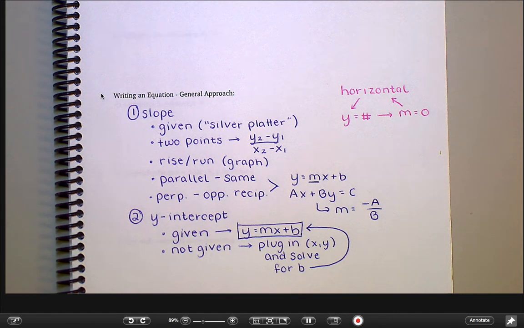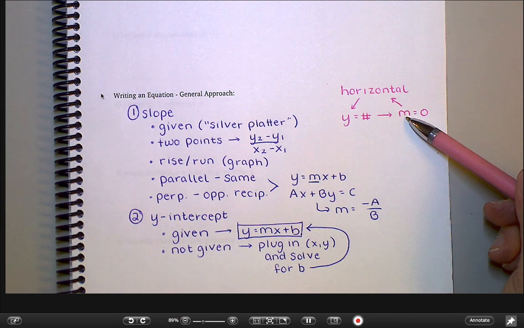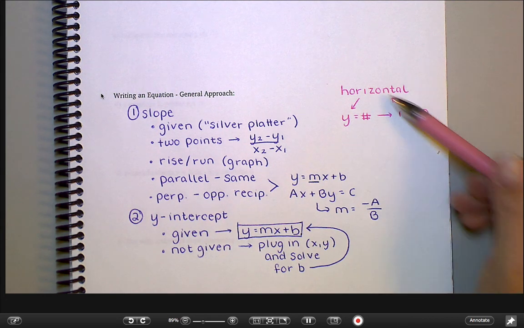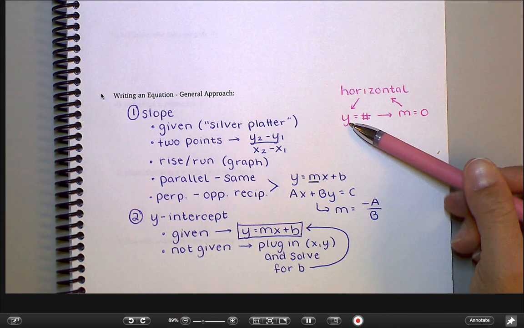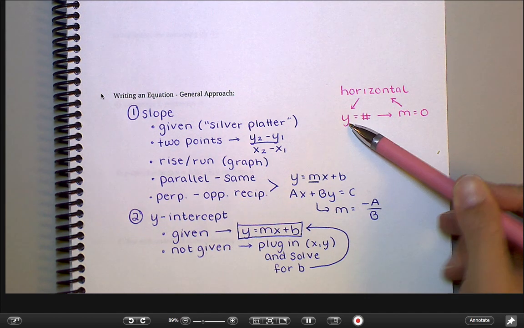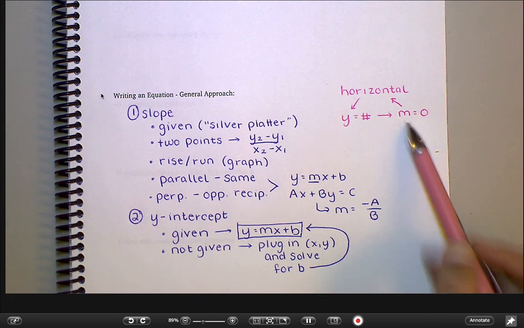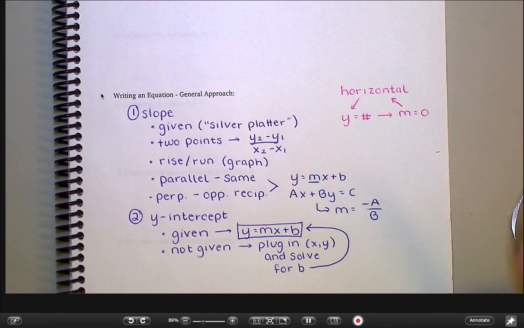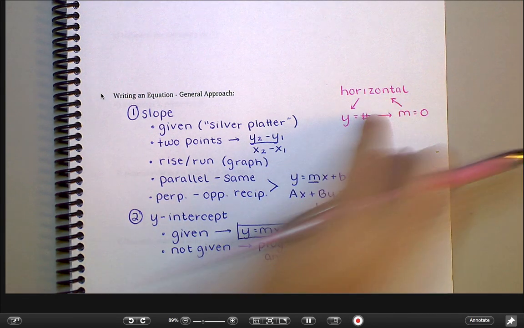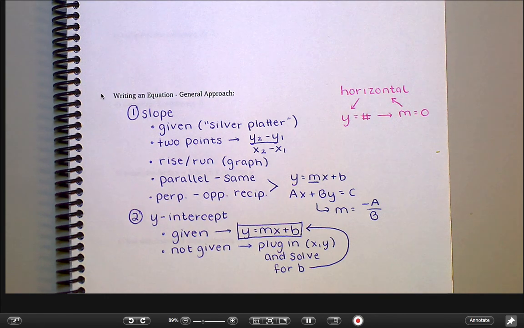So sometimes I might say, hey, write me an equation for a line with a slope of 0. I want you to know that that's a horizontal line, and I want you to know this is what the equation looks like. If I throw you an equation that looks like this, I want you to be able to tell me that the slope is 0 and it's horizontal. So you need to know that all three of these pieces of information kind of go together.